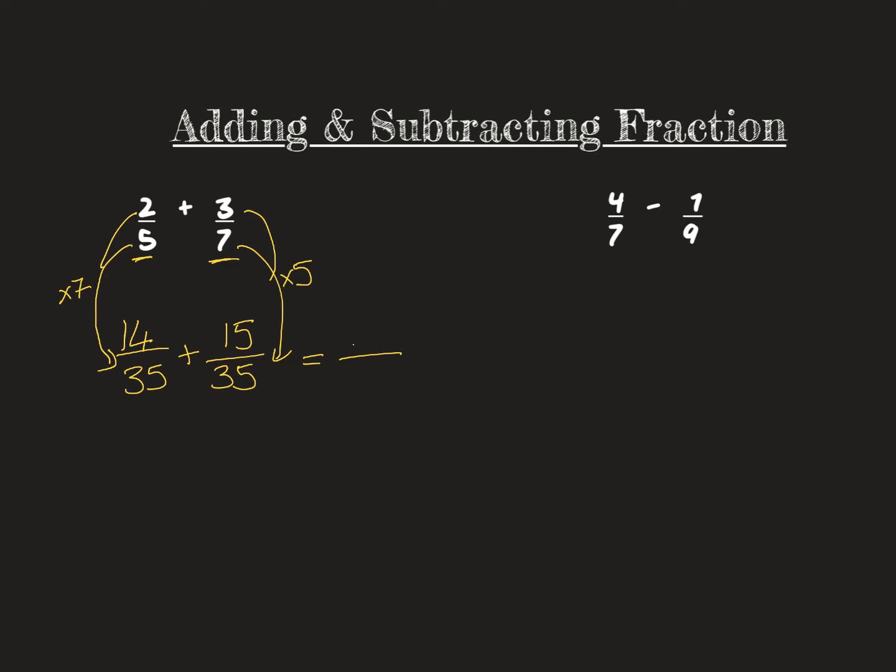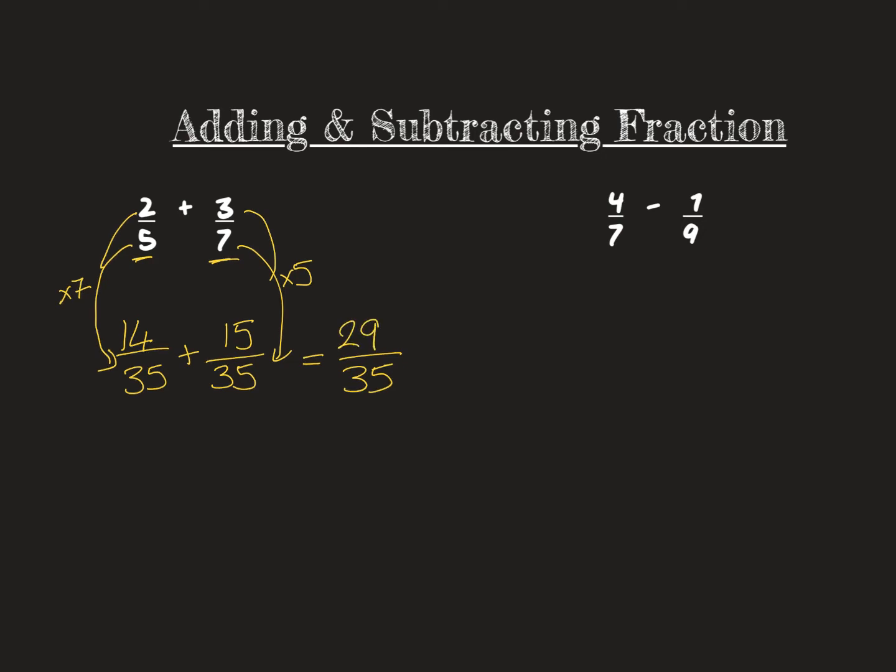So our answer is going to be over 35. So 14 35ths plus 15 35ths. So all we need to do now is add the two top numbers to find out how many 35ths we have in total. So if we add those up, that will come to 29.